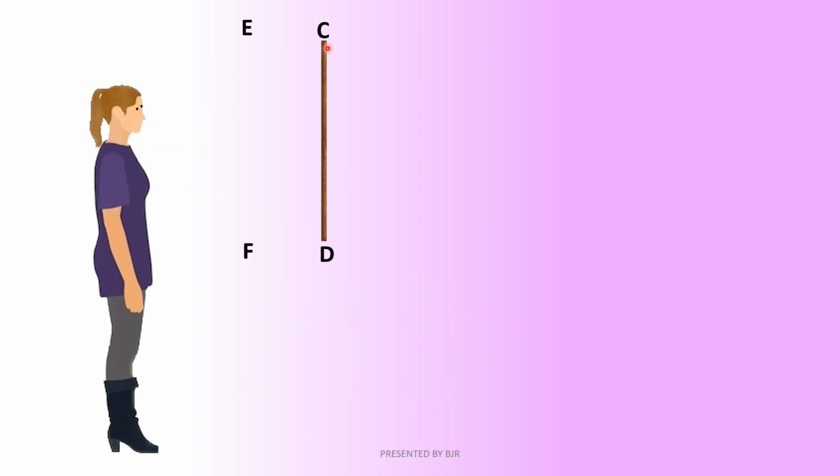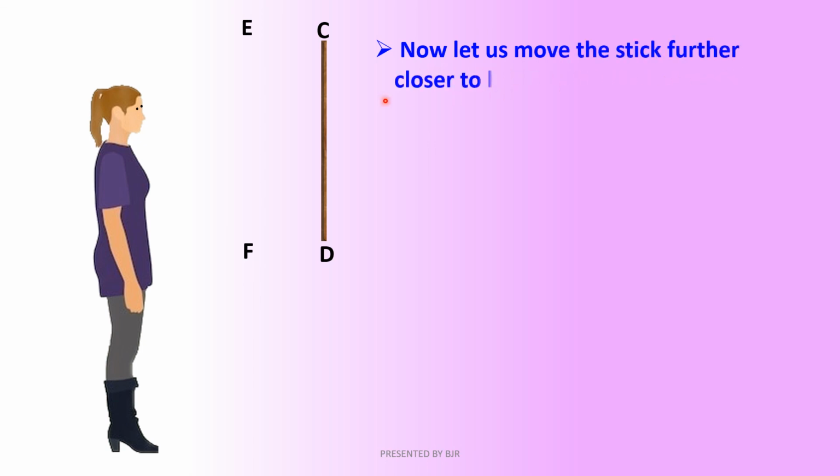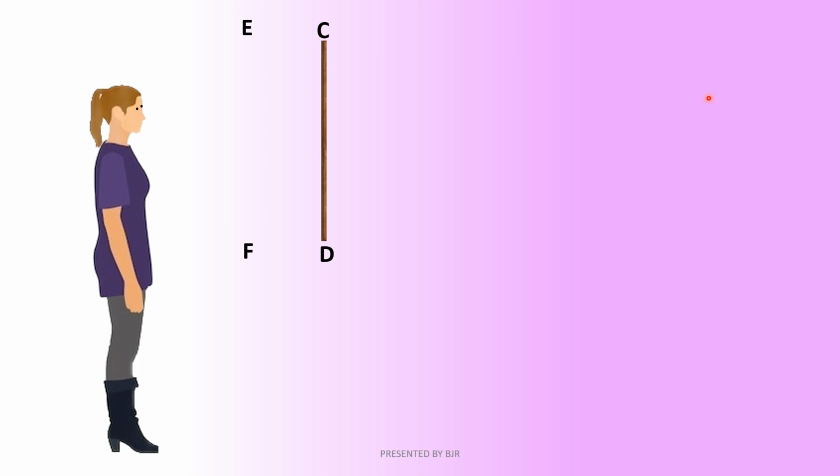Now I will move the stick at CD to the new points EF, further closer to the eyes of the observer. See here, now let us move the stick further closer to her eyes at points EF. Here the length of the stick remains the same. I am not changing the length of the stick. The only thing I am doing here is moving the stick from a farther distance to a closer distance, and I will check whether she can see the whole stick at a time or not. Let us move the stick to the new points EF.